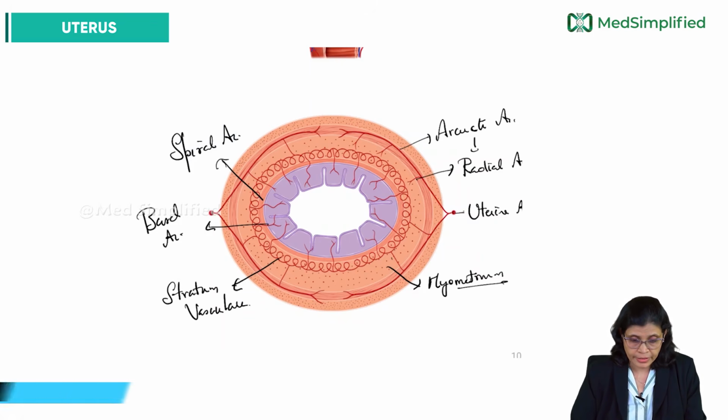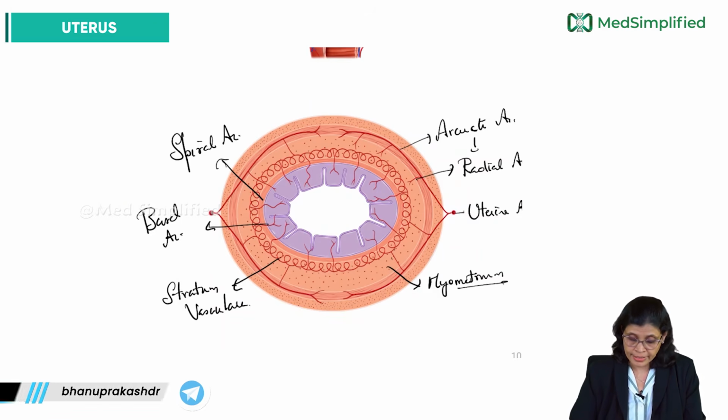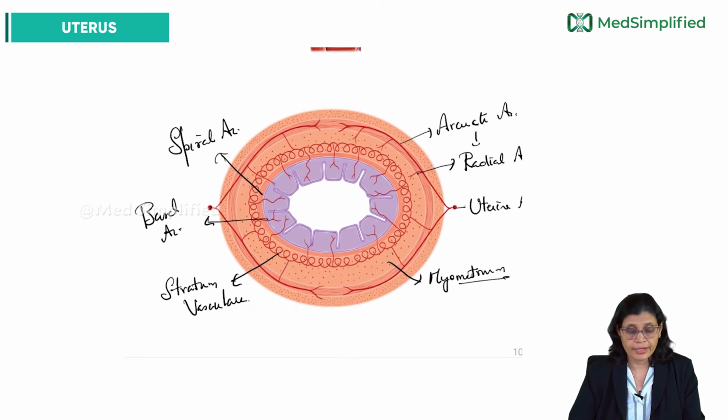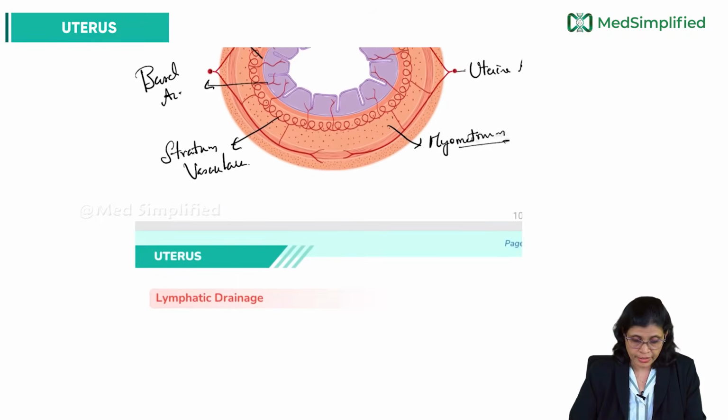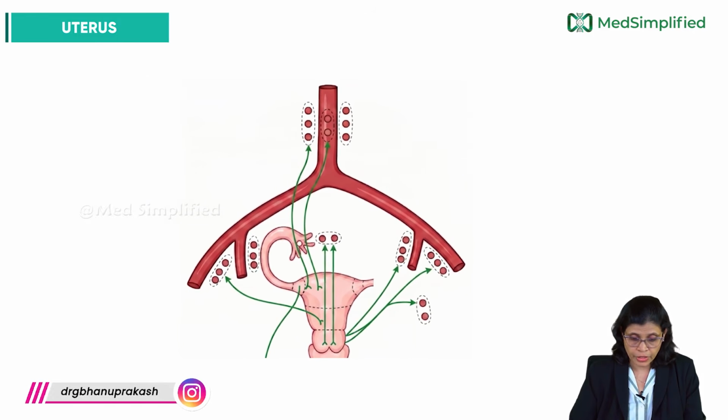The functional zone, which is cast off during menstruation, is supplied by the spiral arteries, whereas the basal layer, which helps in regeneration, is supplied by the basal arteries. So that is the circulation. The venous drainage corresponds to the arteries. They form a venous plexus along the lateral borders and drain into the internal iliac vein through the uterine and vaginal veins.